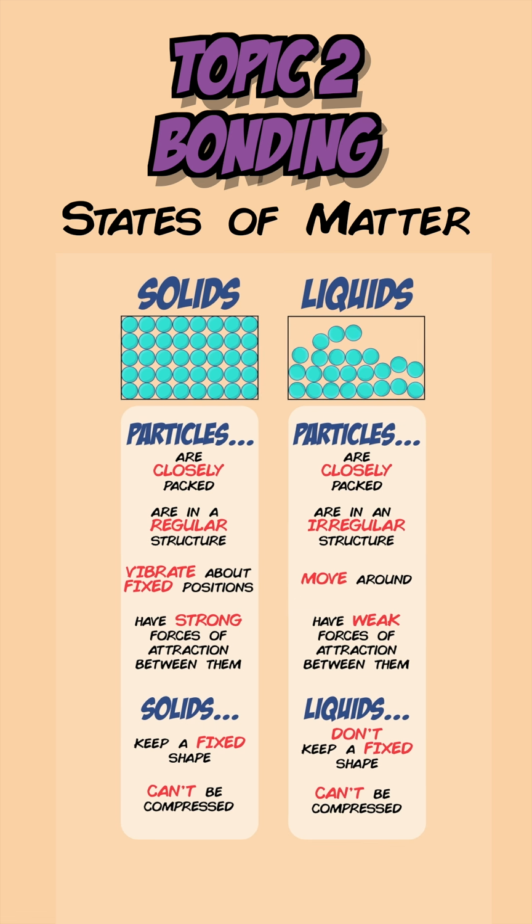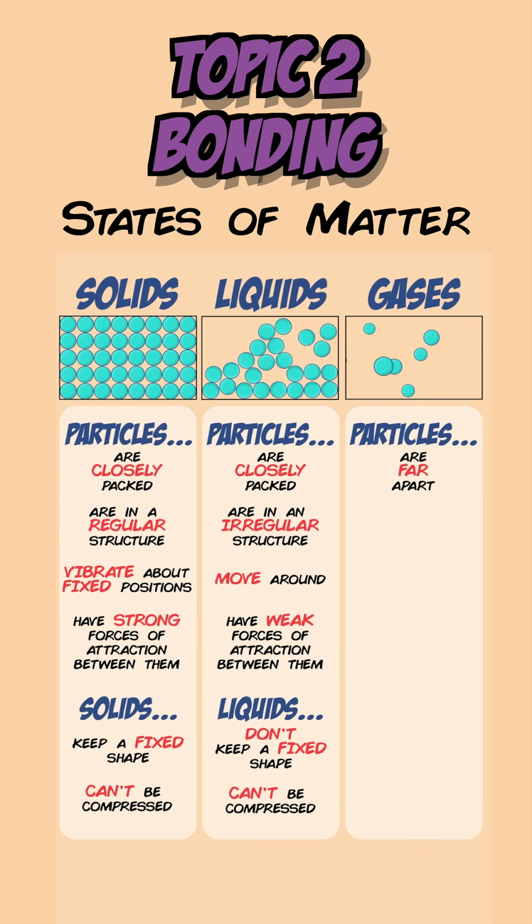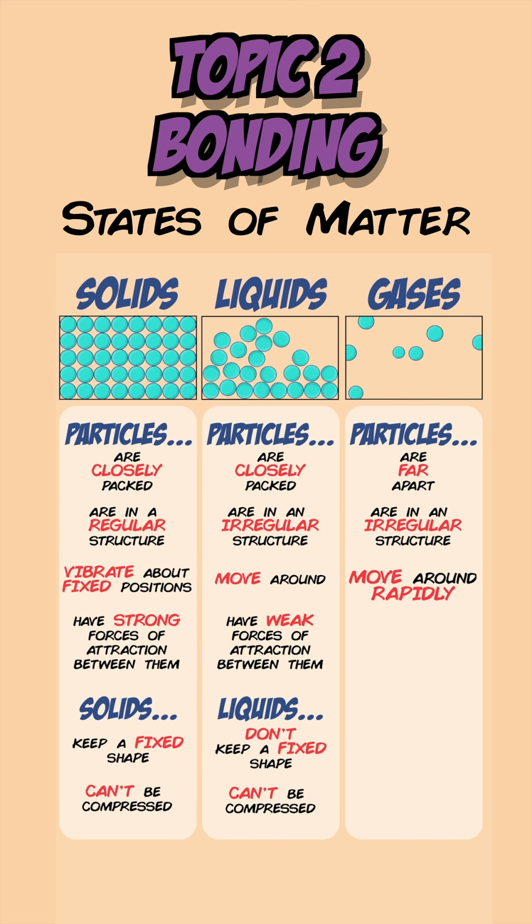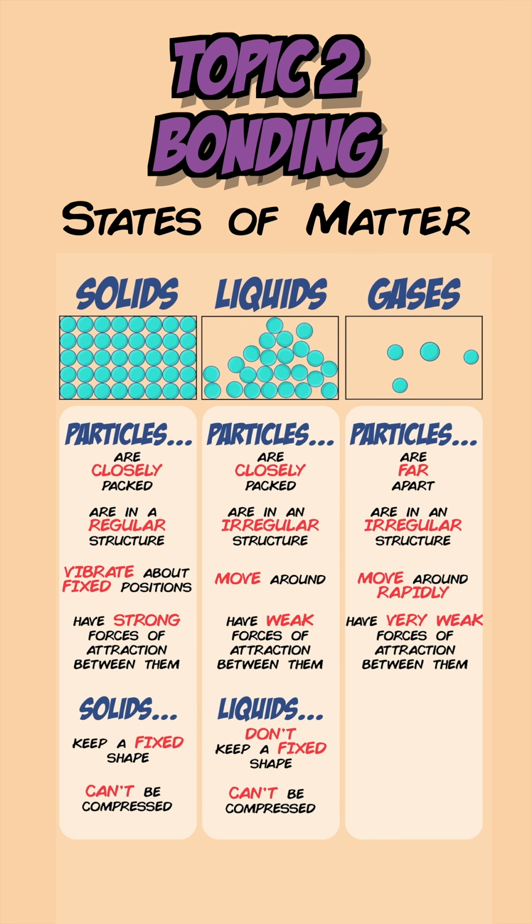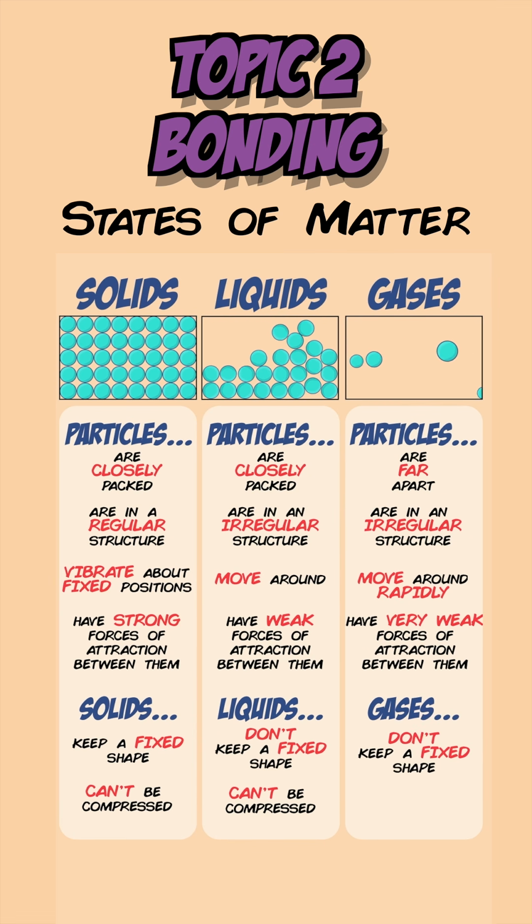Gases have particles that are far apart in an irregular structure with particles that move rapidly in random directions. They have the weakest forces between the particles of the three states, and they can't keep a fixed shape but can be compressed.